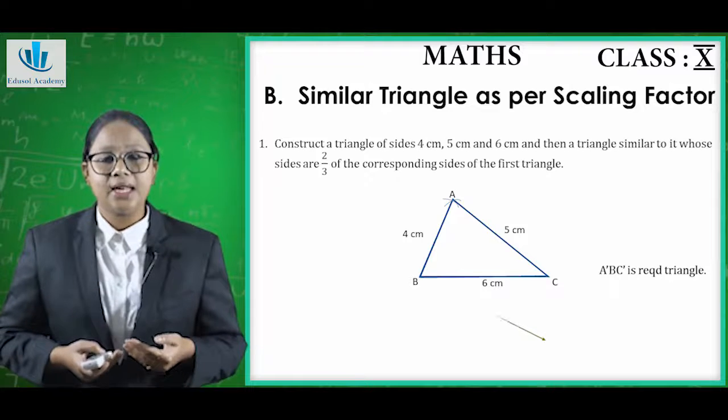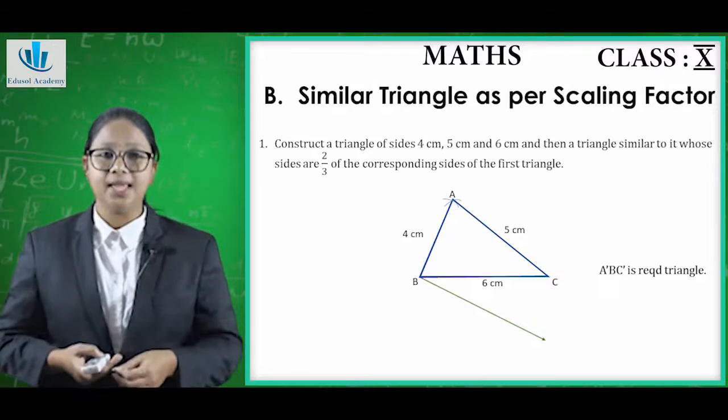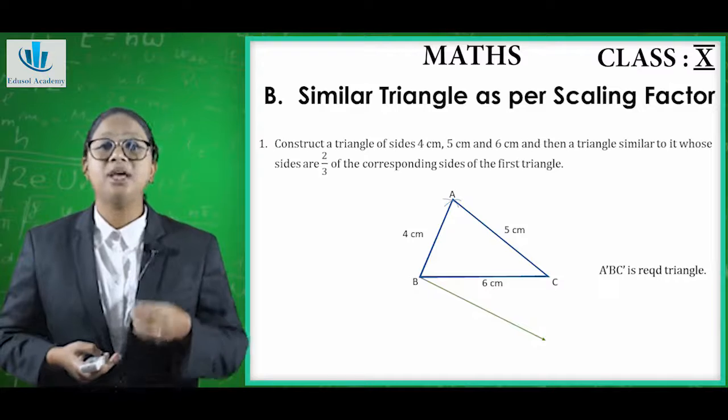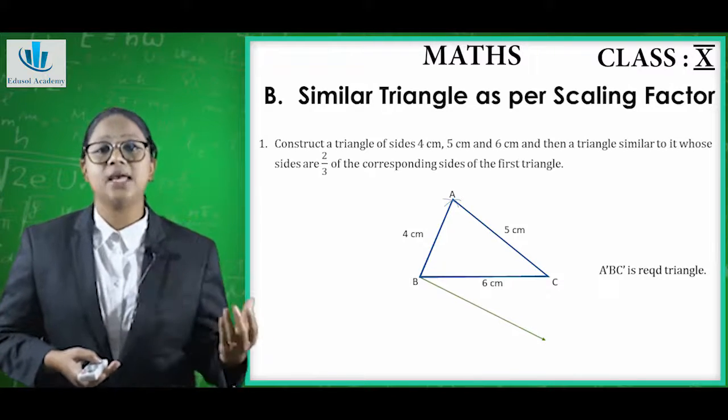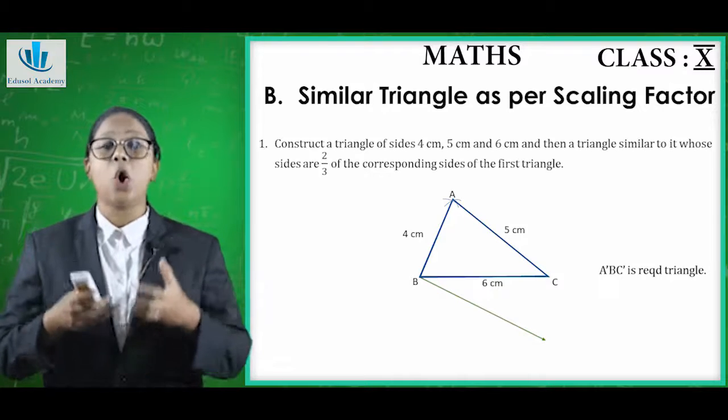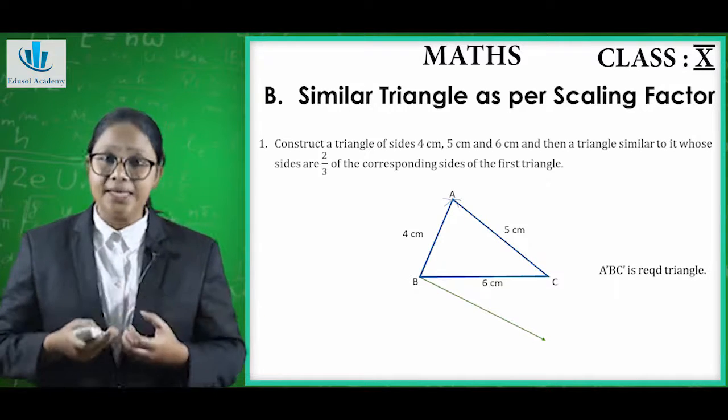Now draw a line BX from B, and again we have to make a few number of divisions. Unlike division of a line segment where we used to add all the ratios, we don't have to add in this one.